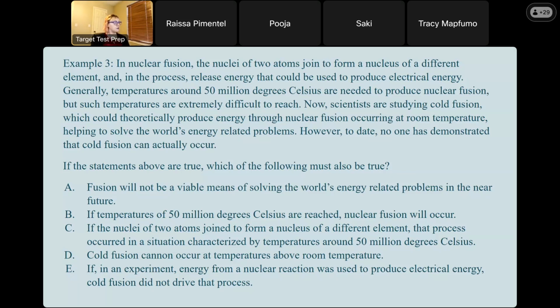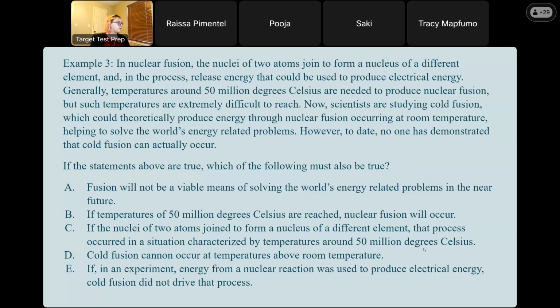D, cold fusion cannot occur at temperature, that should be cannot. Cold fusion cannot occur at temperatures above room temperature. So again, that's kind of the binary trap as well, because I think that something could be defined as cold fusion and be happening at like, I don't know, 100 degrees Celsius. That's not room temperature, but it's definitely not 50 million degrees either. So it could still probably be relatively cold. Since we don't know for sure, D does not work.